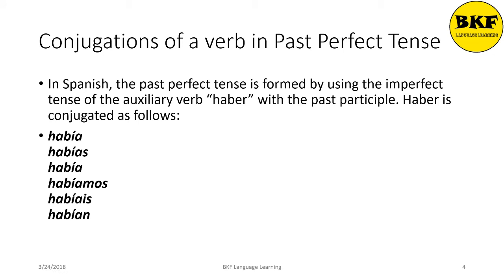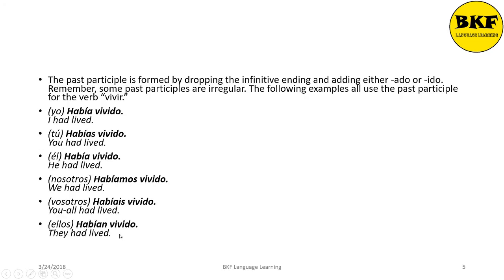Now let's see conjugations of a verb in the past perfect tense. In Spanish, the past perfect tense is formed by using the imperfect tense of the auxiliary verb haber with the past participle. And here's how haber is conjugated. Había, habías, había, habíamos, habíais, habían. The past participle is formed by dropping the infinitive ending and adding either ado or ido. Remember, some participles are irregular.